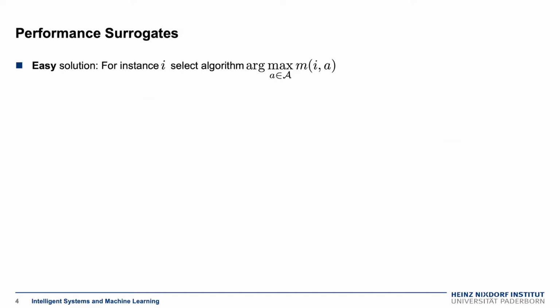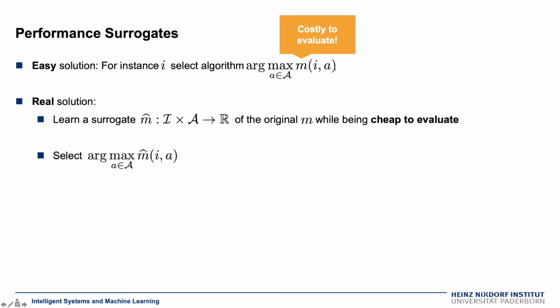Okay, so how is this done? Of course the easy solution would be, if we're given a new instance, to select the algorithm that simply maximizes this m, so our performance measure. This would be the easiest approach, of course. Unfortunately, this exhaustive iteration over a set of algorithms doesn't work because we assume this m to be costly to evaluate, which means that we just cannot iterate through the whole set of A and evaluate that for each algorithm. Which also makes sense, because if you think about it, for example, if you're interested in finding the algorithm that's probably fastest on a new SAT instance, you don't want to run all of them, because then in the end the whole selection problem doesn't make any sense.